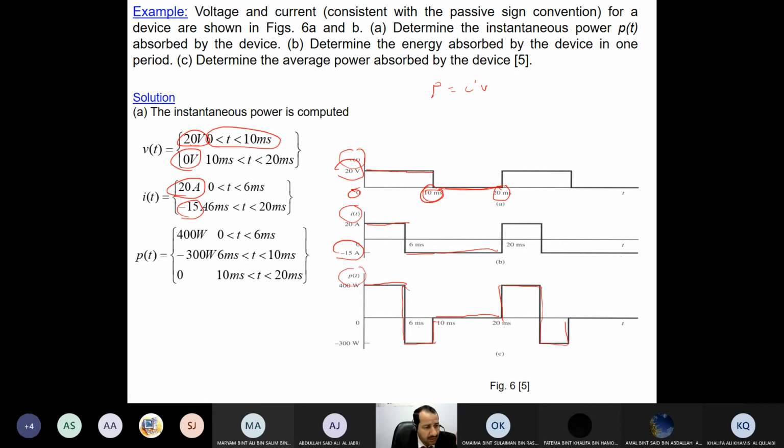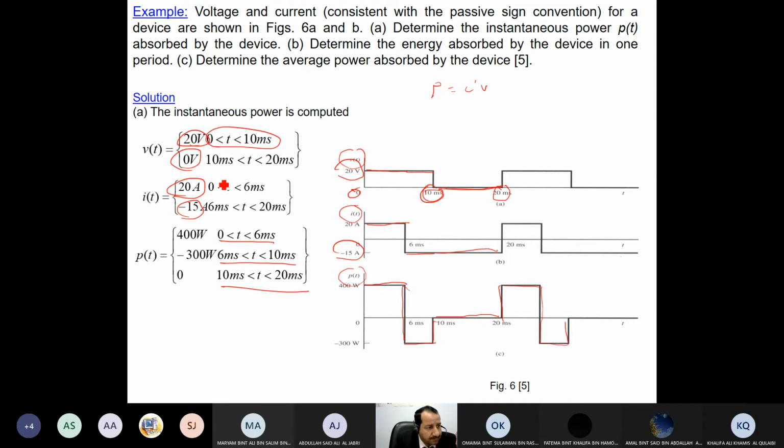Now, what else? Just a minute. Is it all? Have a look. Since the time duration is different, it will be split from 0 to 6, and from 6 to 10, and from 10 to 20.